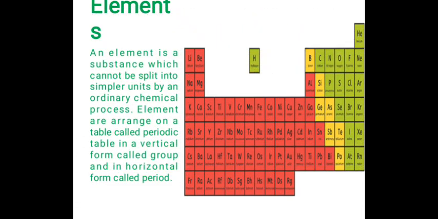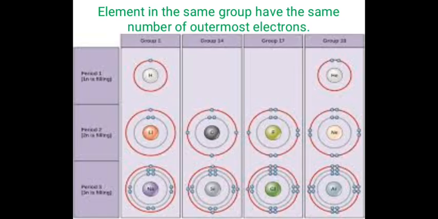Now let's look at elements. An element is a substance which cannot be split into simpler units by an ordinary chemical process. Elements are arranged on a table called the periodic table, in vertical form called groups, and in horizontal form called periods. Hydrogen is placed in the middle here in this diagram because it can't be placed in group 1 or 7, because of the peculiar reactions it can undergo. This is the modern periodic table.